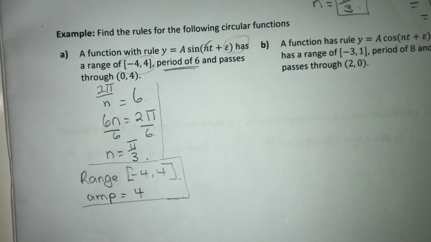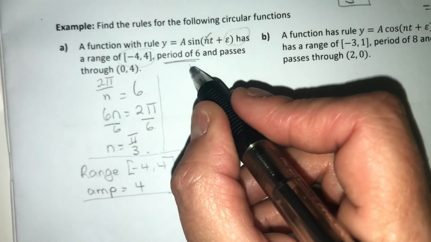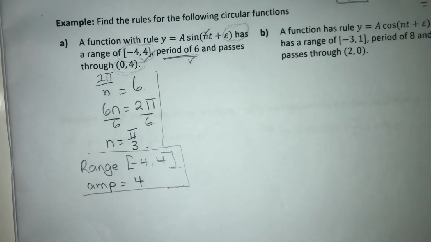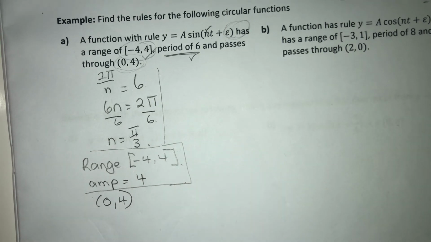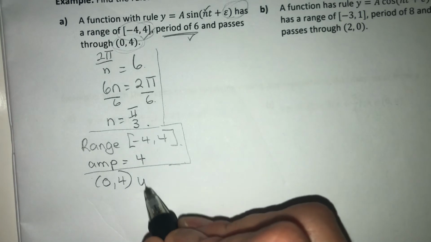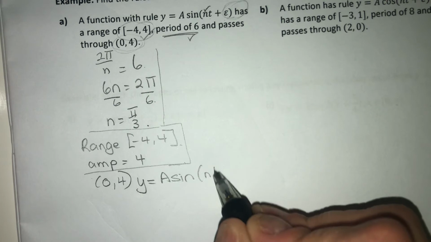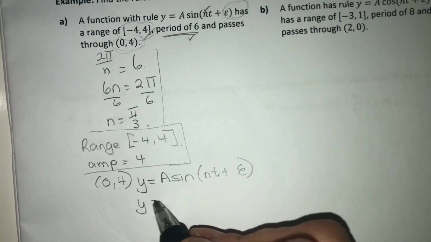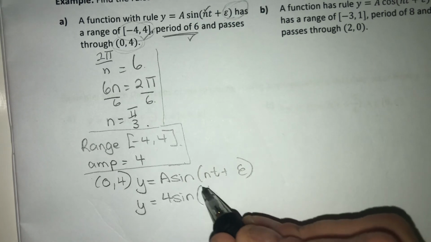All right, so let's have a look at what else we've got. Period of 6 has been used, range has been used. So why have they given us some more information? Obviously, we're going to use that information. So let's have a look at what we've already got. So if I just write this top one out, y equals a sine bracket n t plus the angle. But we have already found out that amplitude is 4 and n is pi on 3.